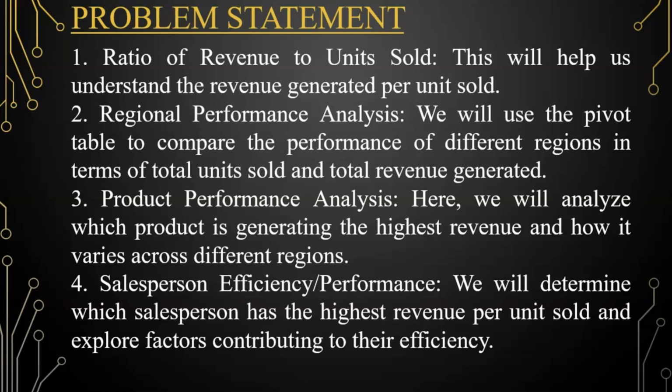Number three problem we are going to solve is the product performance analysis. As I have told you earlier, this store sells electronics and furniture. So by performing this product performance analysis, we will analyze which product is generating the highest revenue and how it varies across different regions. Number four is the salesperson efficiency or performance analysis. This will determine which salesperson has the highest revenue per unit sold and explore factors contributing to their performance.